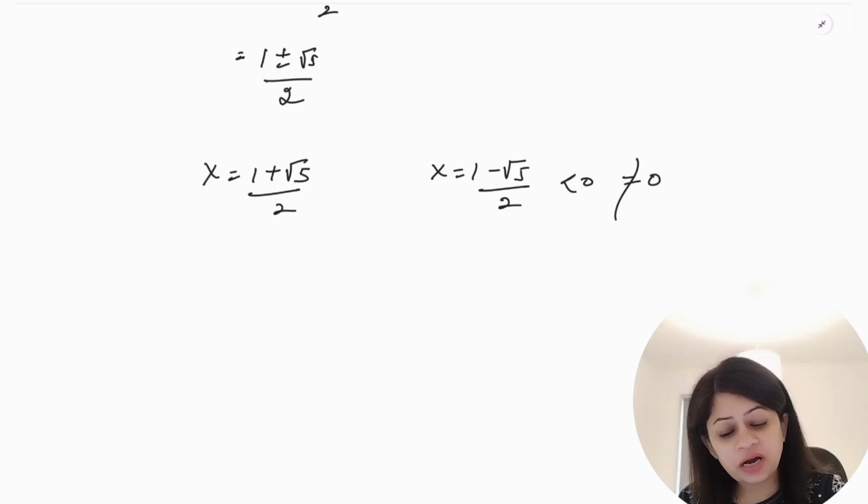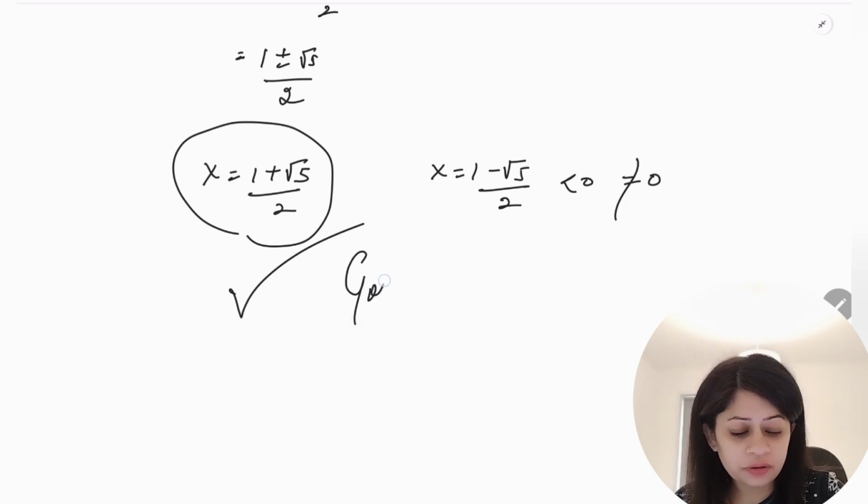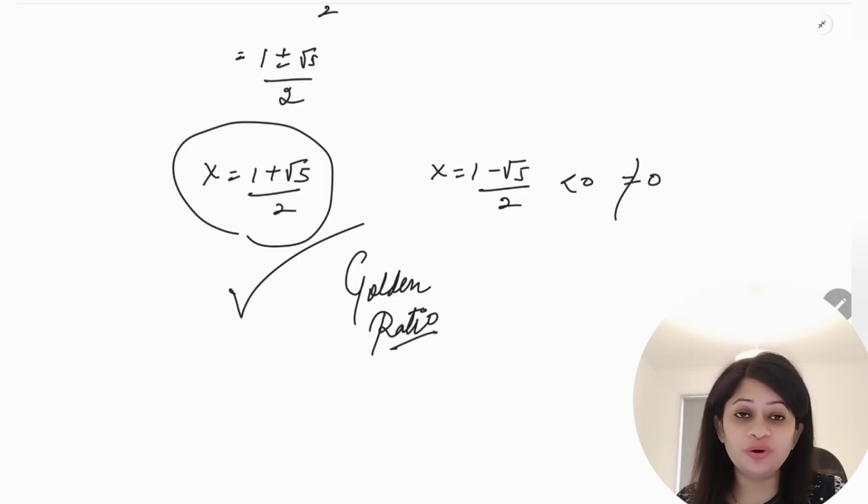So what is our answer? Our answer is this. And this is known as the golden ratio. This thing is also known as the golden ratio, and you should know that, right?